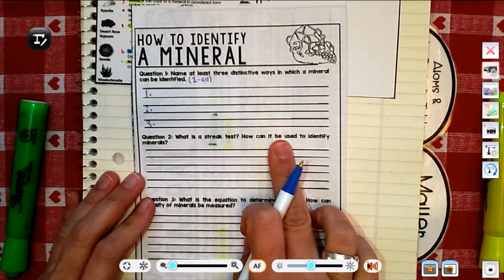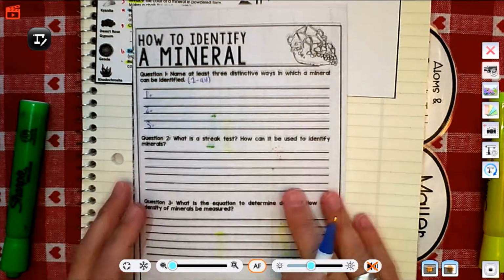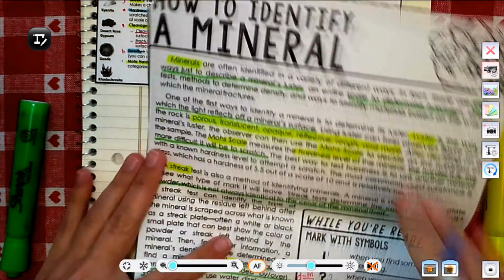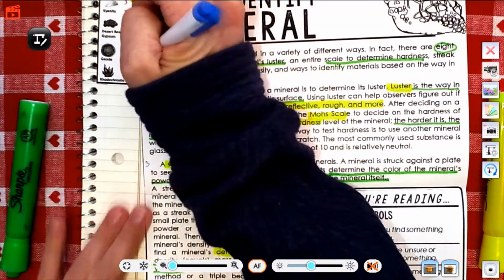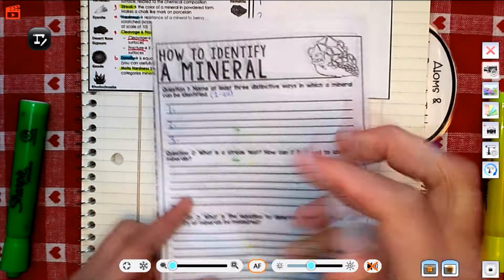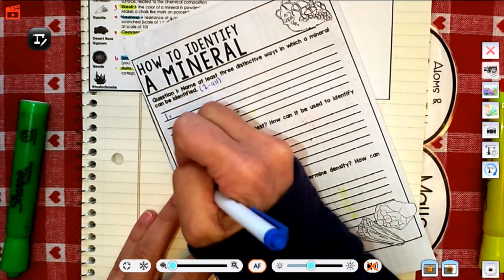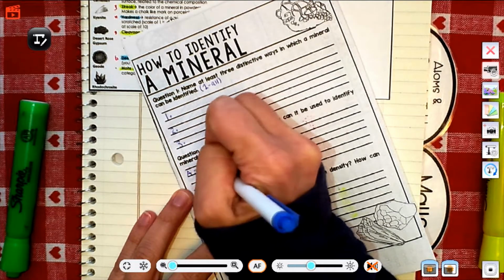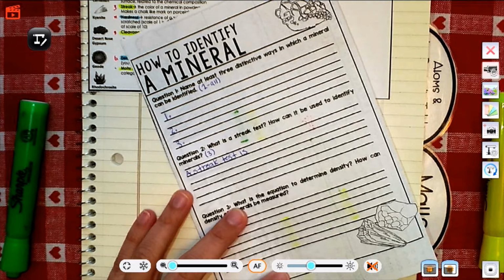What is a streak test? How can it be used to identify minerals? So this is a 2-sentence answer. So we talked about streak tests in the 3rd paragraph. So your first sentence would start with, a streak test is, finish that sentence explaining it.